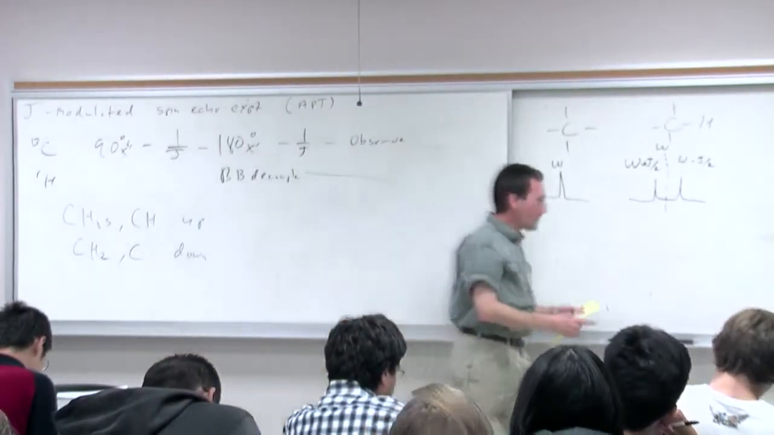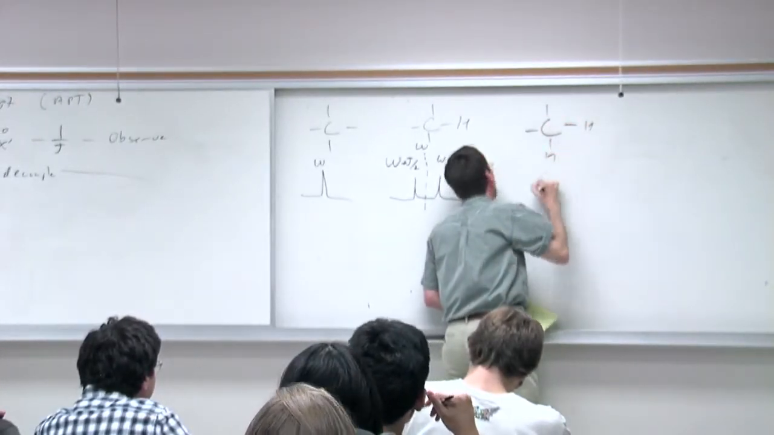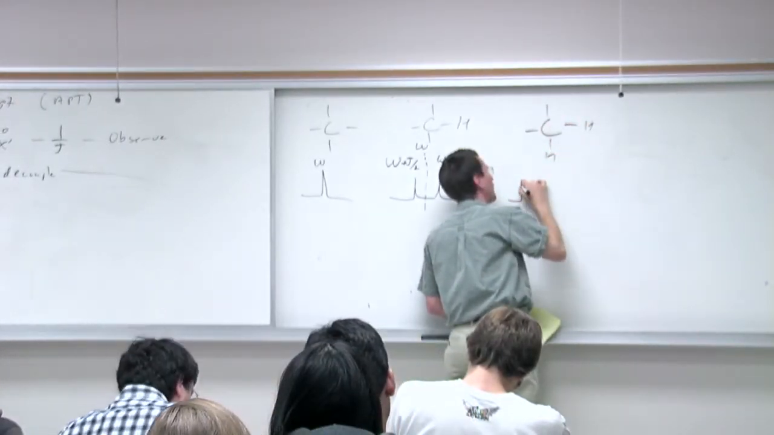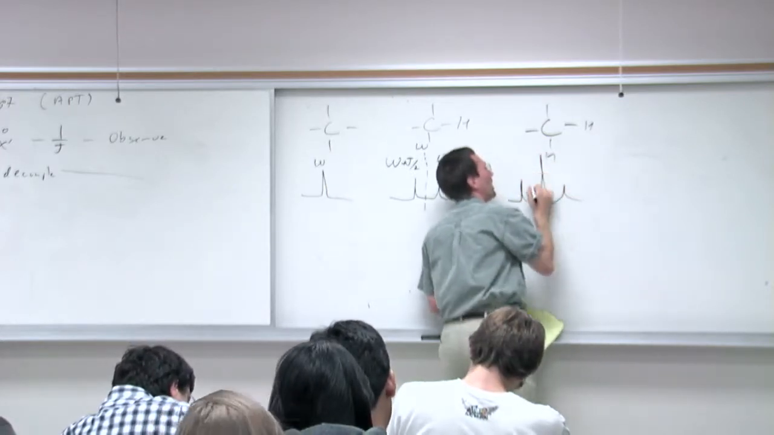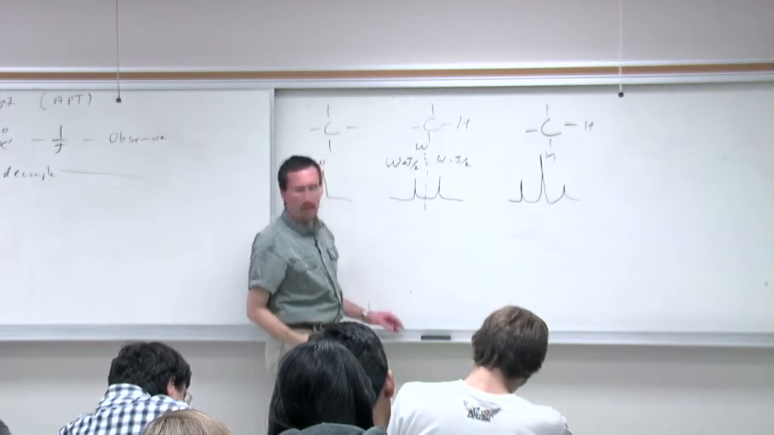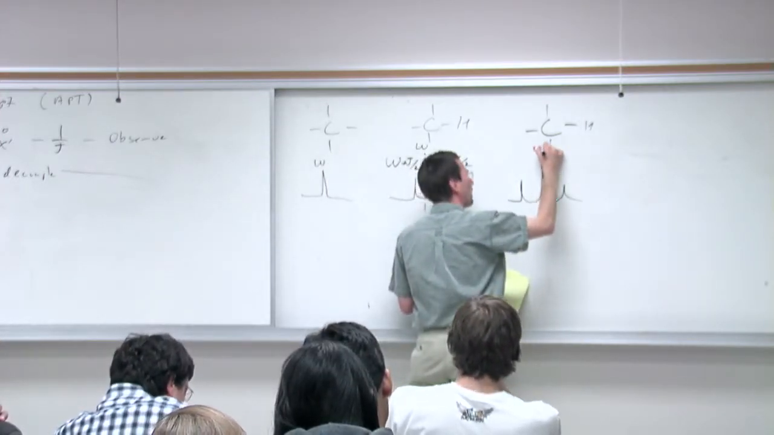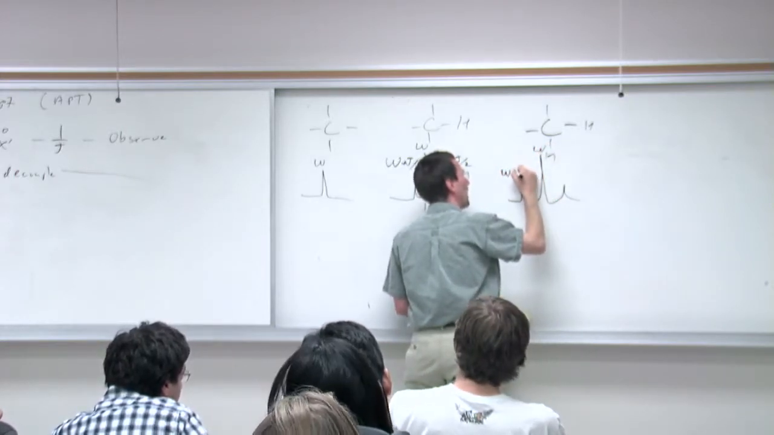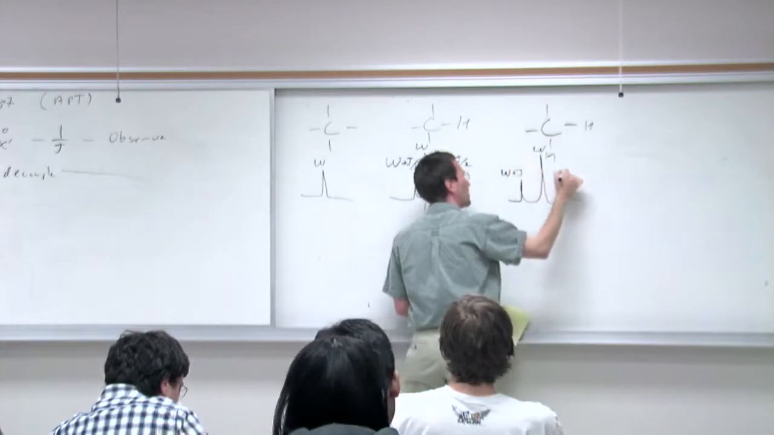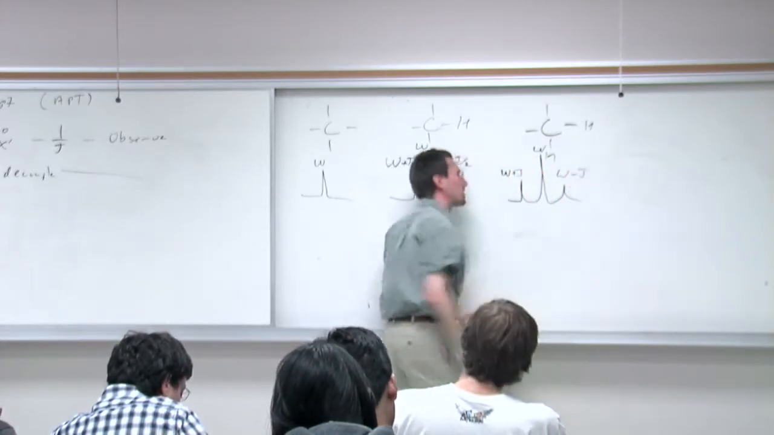Now, if you have a methylene, now you have, without decoupling, a triplet, a 1 to 2 to 1 triplet. And remember, the separation of the lines is J. So the center line is at omega. And the downfield line is at omega plus J, and the upfield line is at omega minus J.